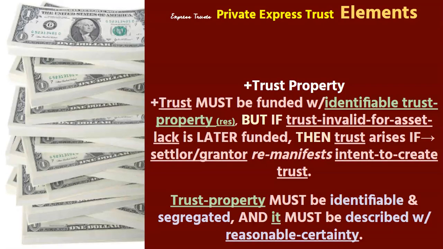Trust property. A trust must be funded with identifiable trust property. But if a trust is invalid for lack of assets and is later funded, then the trust arises if the settlor or grantor re-manifests intent to create the trust. Trust property must be identifiable and segregated, and it must be described with reasonable certainty.